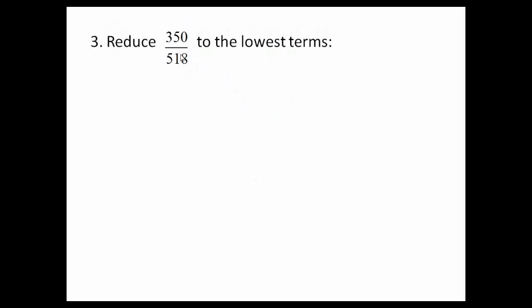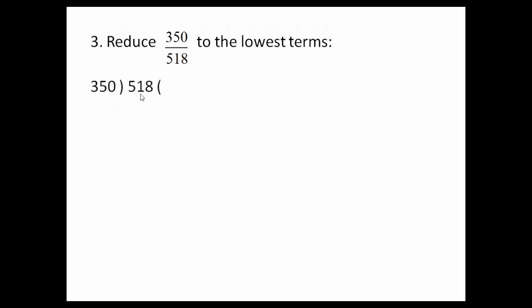Next, reduce 350 by 518 to the lowest terms. Now in order to reduce a fraction to its lowest term, we need to find out the highest common factor between the two, and then divide both the numerator and the denominator by the highest common factor to get the answer. So let's try to find the highest common factor.